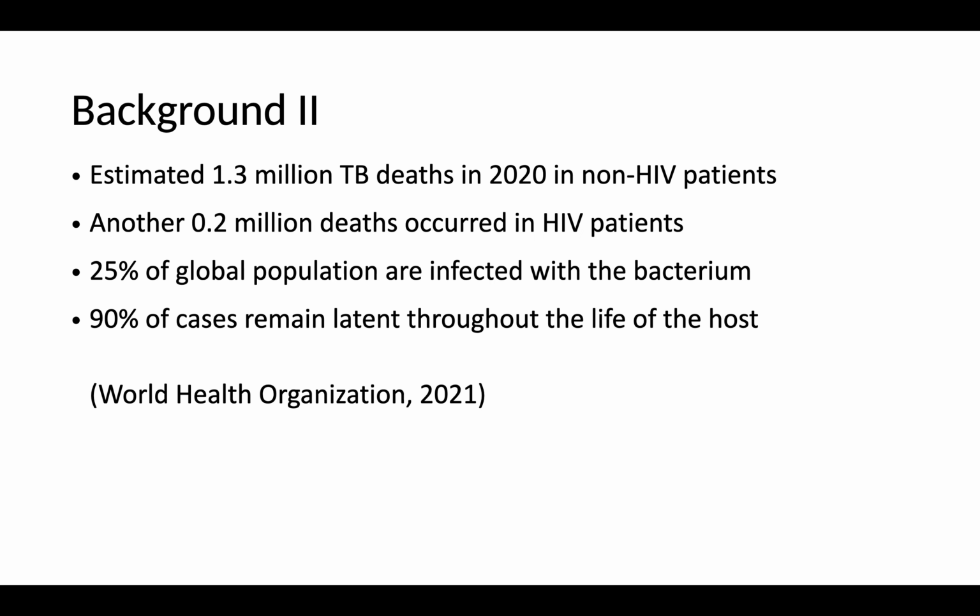There's a significant rate of tuberculosis death, with an estimated 1.3 million deaths in the year 2020, plus an additional 200,000 deaths in people with HIV. In fact, it is estimated that a quarter of the global population is infected with tuberculosis, but about 90% of these cases will remain latent throughout the life of the host.